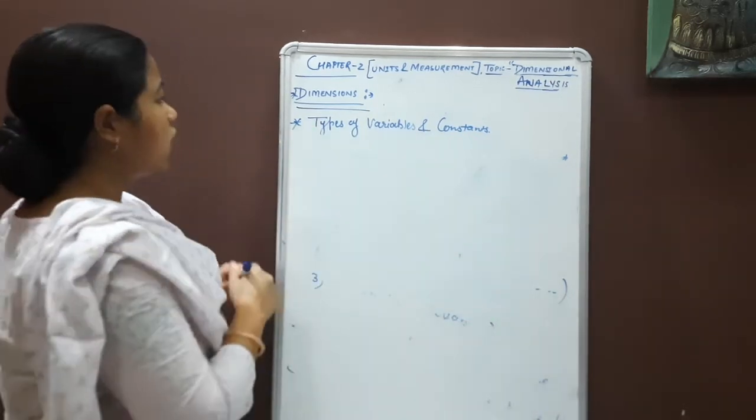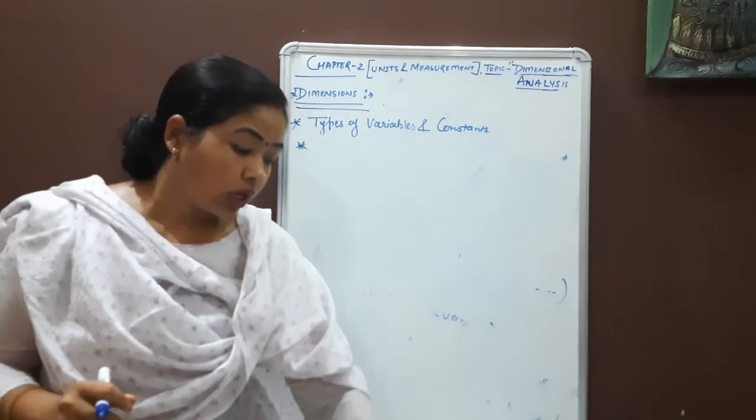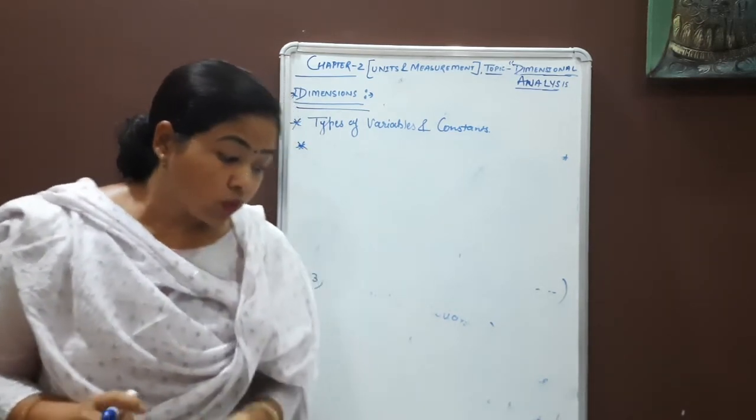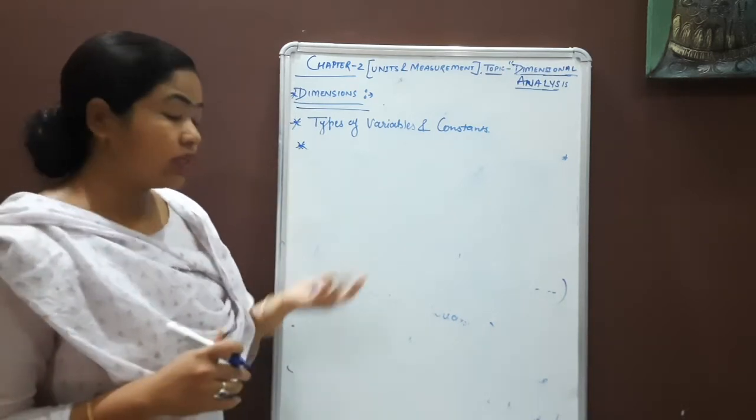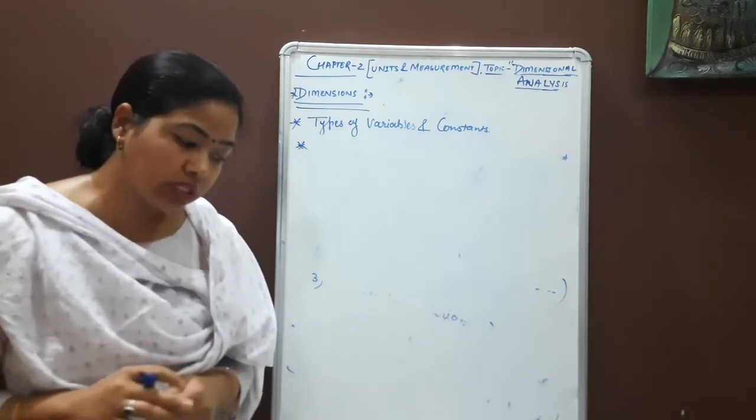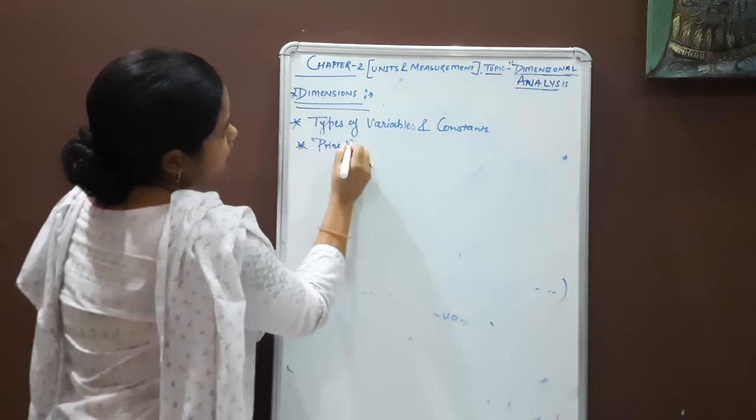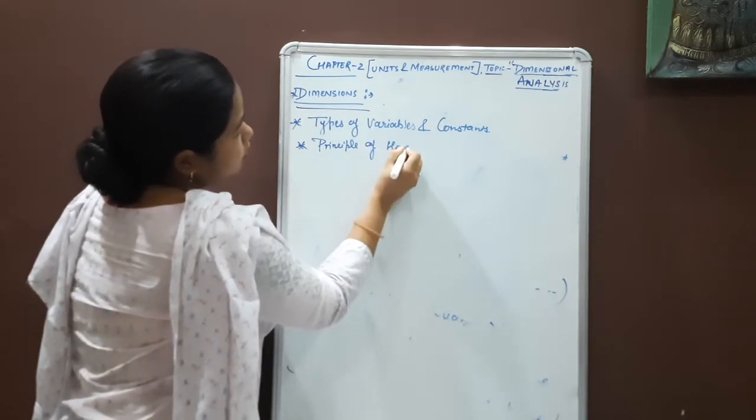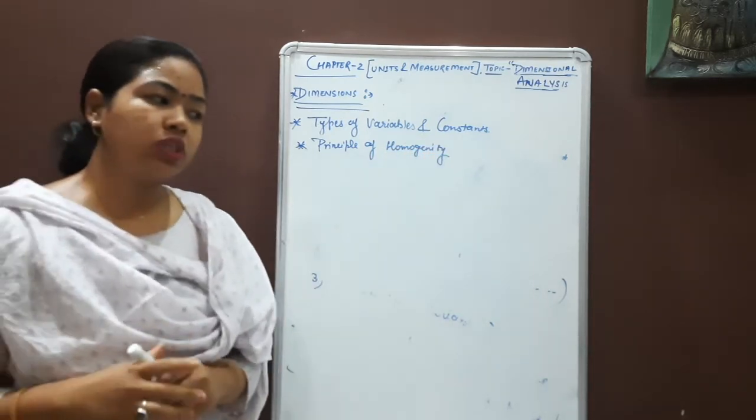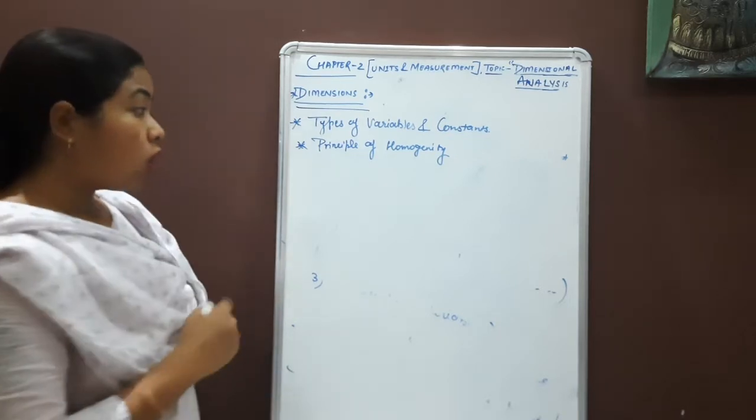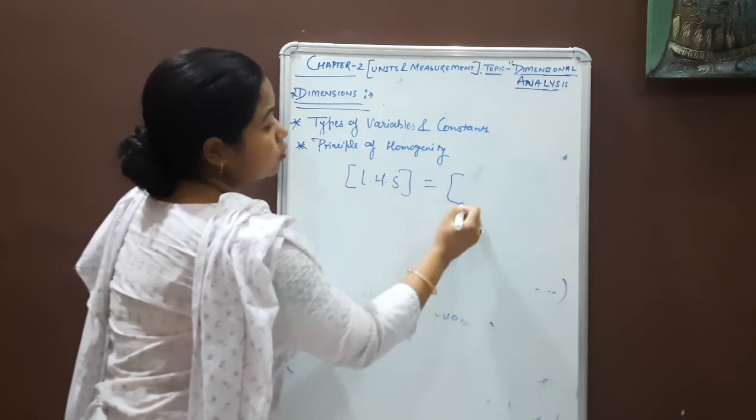Now we will talk about the next topic. Next, we will talk about some rules and principles that are very important related to dimensional analysis. Likewise, the principle of homogeneity. The principle of homogeneity tells us that the left hand side dimension should always be equal to the right hand side dimension.